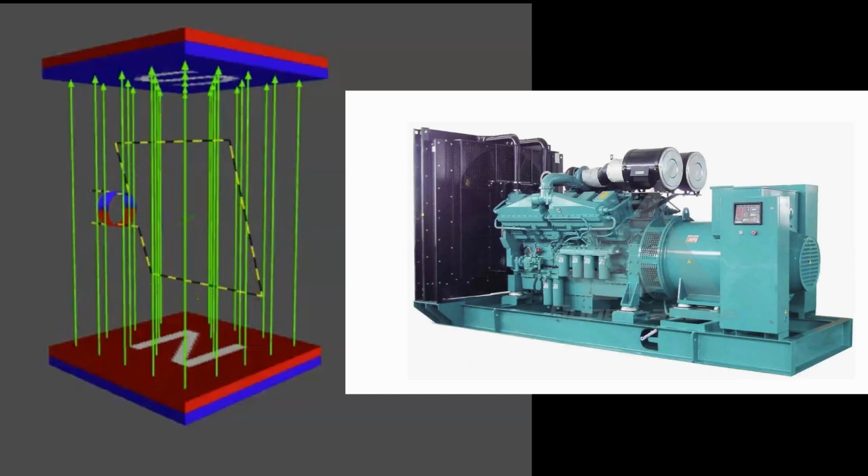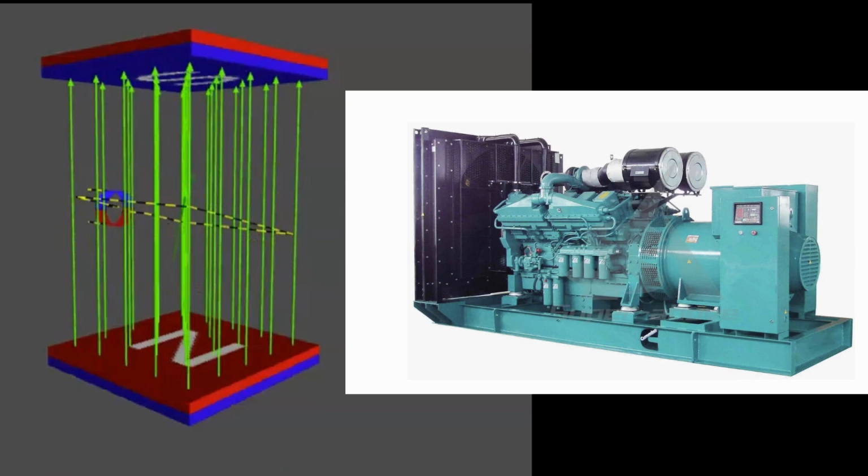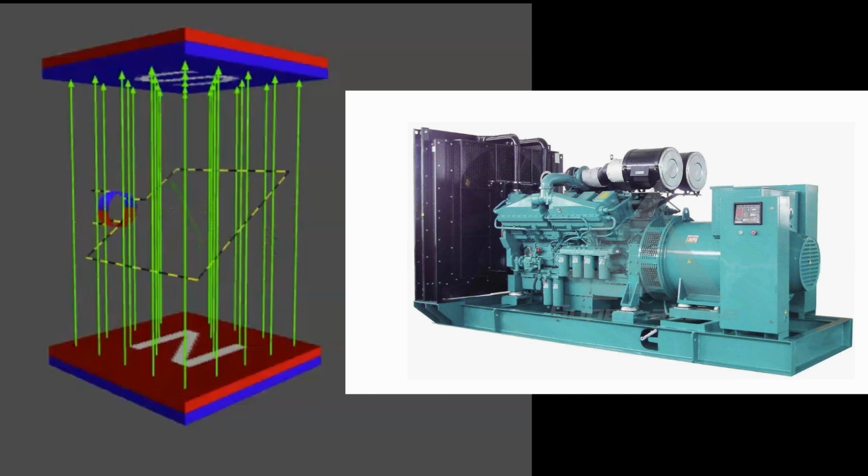This is an example of a generator. While it may look large and complex, its core function is straightforward. The rotor spins within a magnetic field to generate electricity. This fundamental process underpins all generators, including the one powering the lights you're using right now.